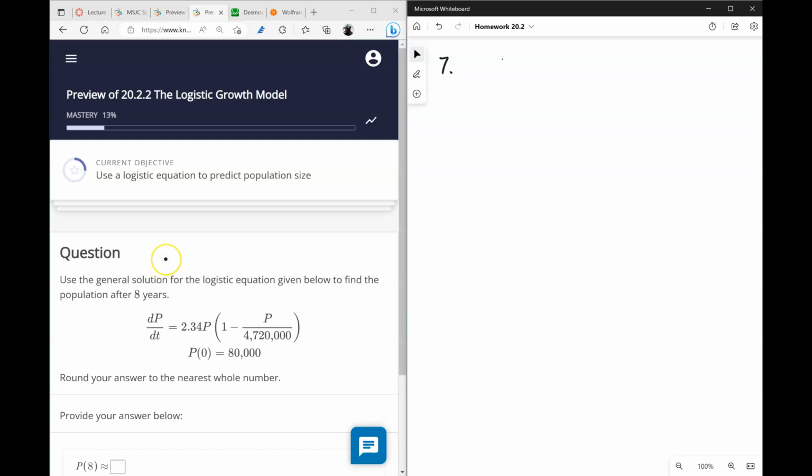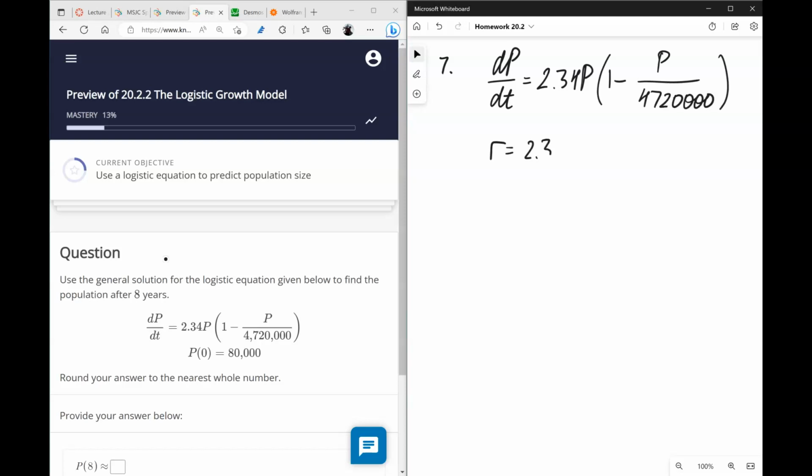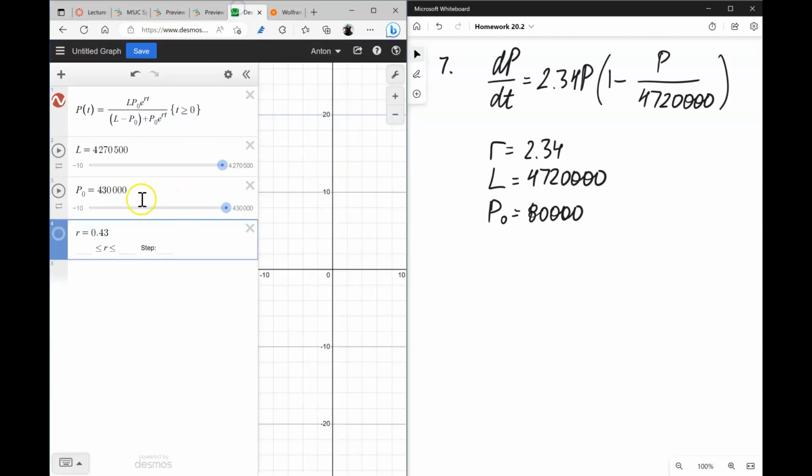In this case, we are given the equation. Once again, you don't need to solve it. We already solved it once. You just need to be able to identify the key parameters such as R, such as L, such as P0. Then you should be able to write the solution, or you can use Desmos here.